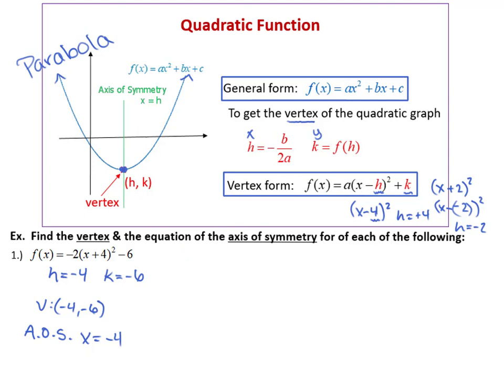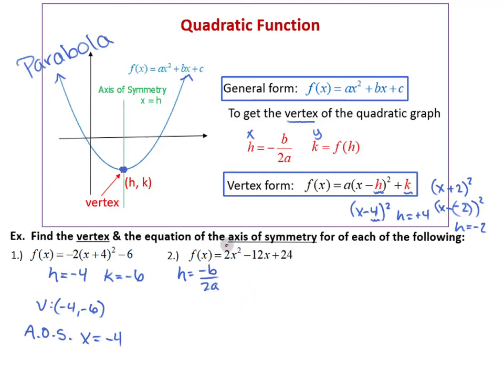Okay, let's try our next example. For number 2, I notice this time our equation is given to us in general form. So we can't immediately identify that vertex. We're going to have to solve for it using these formulas that we saw in the middle here. So let's start by doing that. Let's find h, which is equal to the opposite of b over 2a.